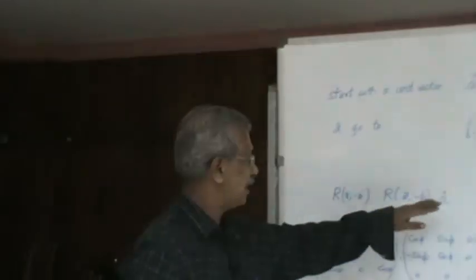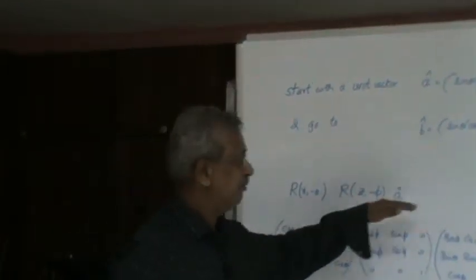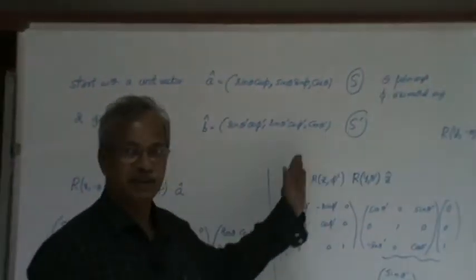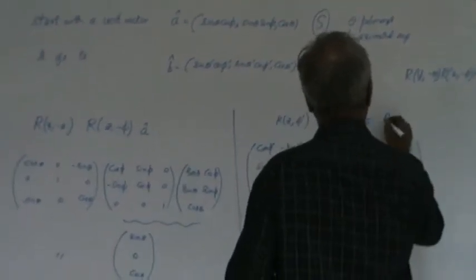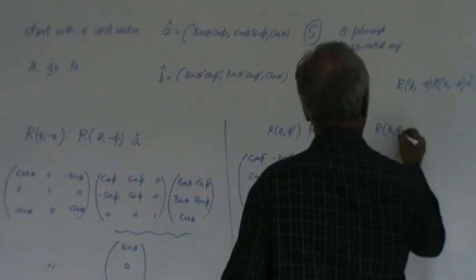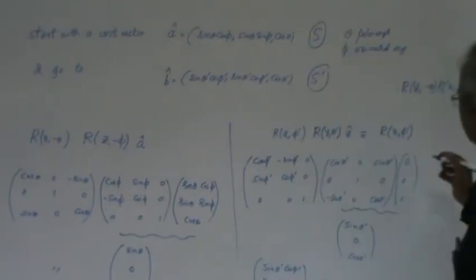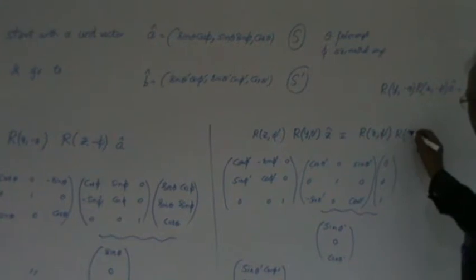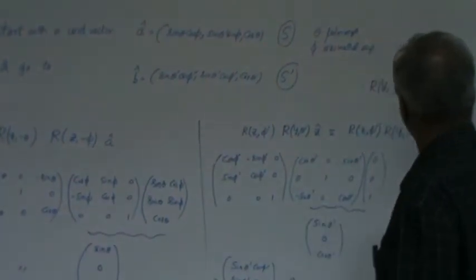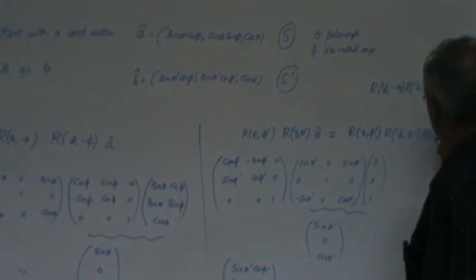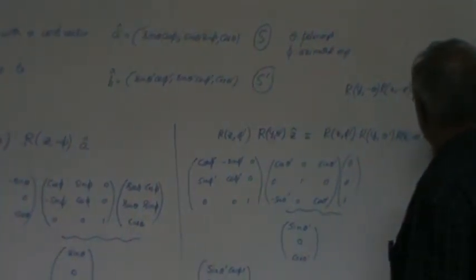I showed you one of the ways of doing that. So let us put everything together now. When these two operations act on A, we are getting Z. And when these two operations are acting on Z, we are getting this. So this is equivalent to R of z phi prime, rotation along the Z axis by phi prime, right? Rotation along the Y axis by theta prime. And then R of y minus theta and R of z minus phi.